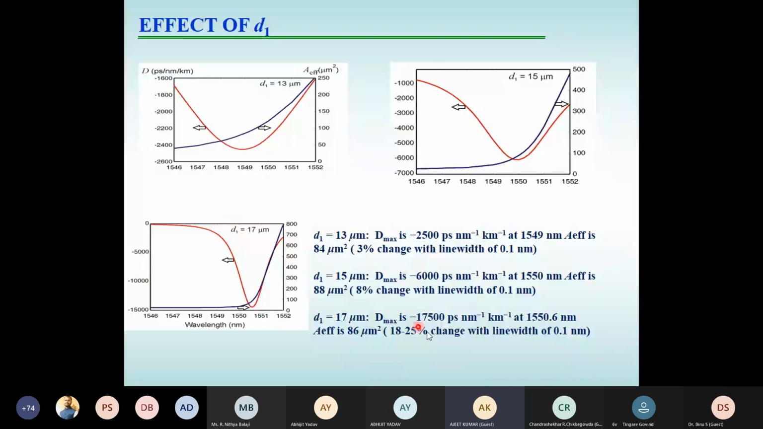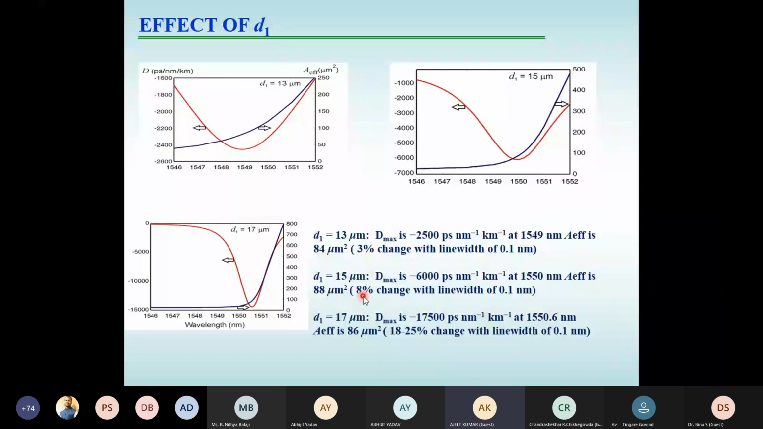So this looks like the better one, but at the same time you have to be very careful about the design parameter, because whatever design you get, you will give to the team which is going to fabricate it. There is some tolerance case also. If the line width of the wavelength is 0.1 nanometer, the variation in the A effective for this parameter is 3%. The variation in the A effective which you have calculated here is 88 micron.